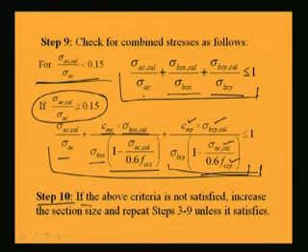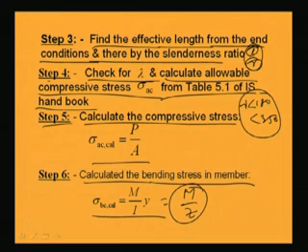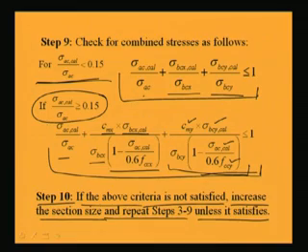Then what will we do? If the above criteria is not satisfied, if it is greater than 1, then what will we do? We increase the section size and repeat steps 3 to 9, which means from this: find the effective length from the end condition and the area cylinder ratio with the new section. Then we will go through these steps. So, unless the condition has been satisfied, we will go on increasing the size of the section, and therefore we will be able to get a suitable section. So, this is the design procedure.